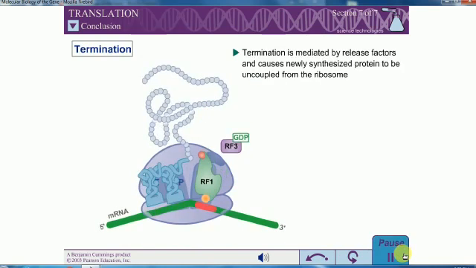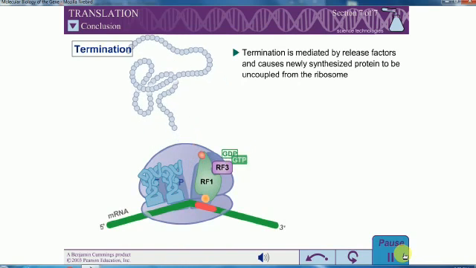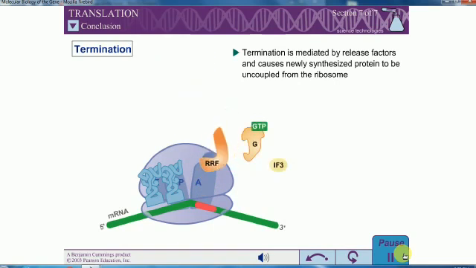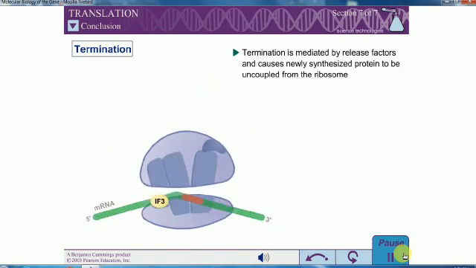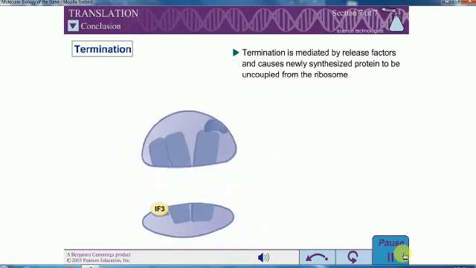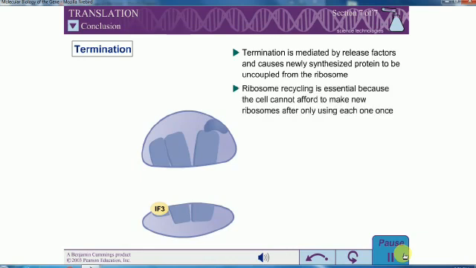Termination is also similar in prokaryotes and eukaryotes, and requires several release factors. Termination occurs when the ribosome encounters the stop codon at the end of the protein encoding portion of the mRNA, and the completed polypeptide chain is released. The ribosome is also cleaned of deacylated tRNA molecules, uncoupled from the mRNA, and separated into its individual subunits. Cells can use ribosomes over and over again to create proteins as needed for cellular processes.